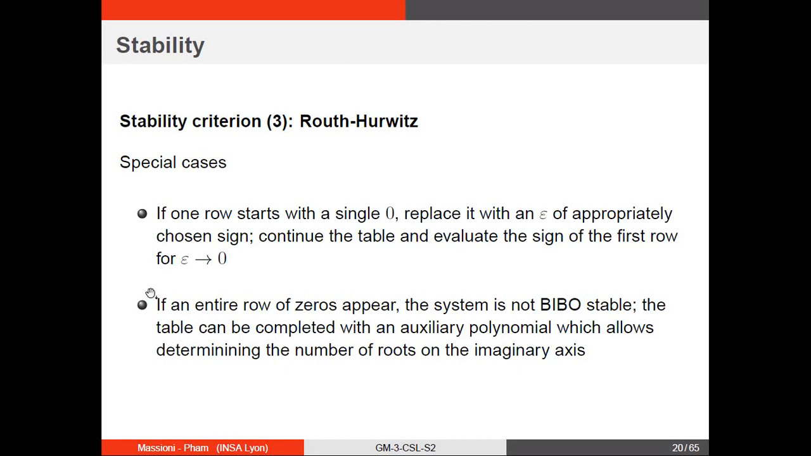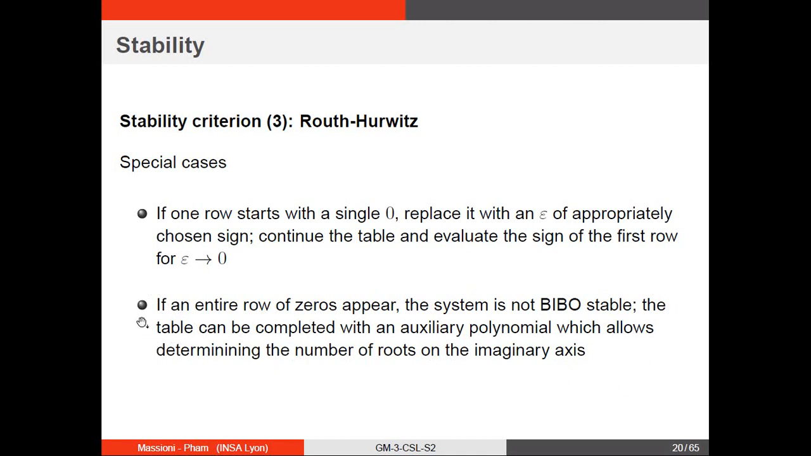If you have an entire row of zeros appearing, then the system is not BIBO stable. And then you can compute and complete the table with some auxiliary polynomial in order to determine the roots on the imaginary axis. But actually I will not go into this one.